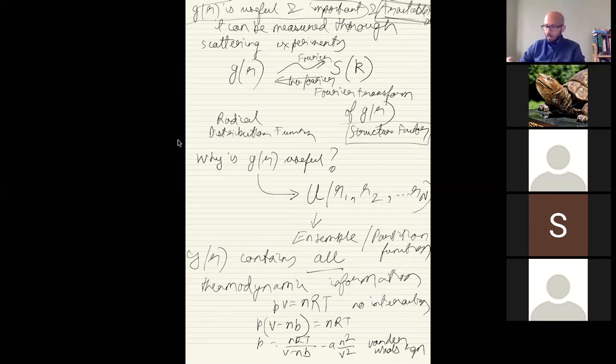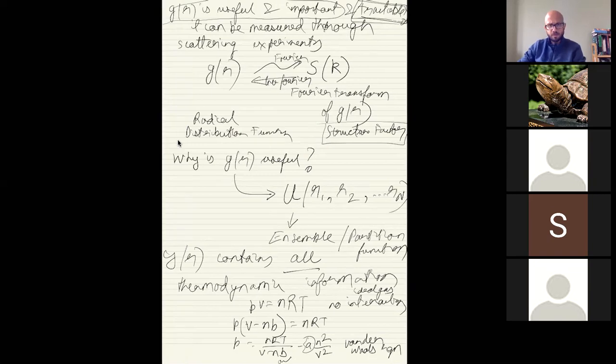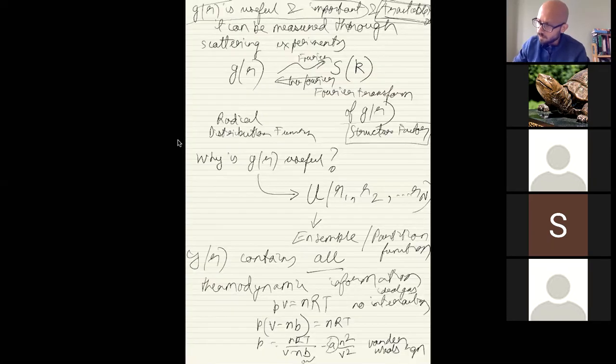And we will show how these a term and b term are natural consequences of g of r. You can actually calculate this a and b term out of g of r. This is ideal gas equation of state with no interactions. This is van der Waals equation of state for an interacting system. There are further equation of states.